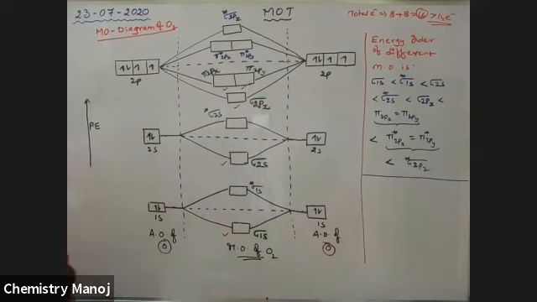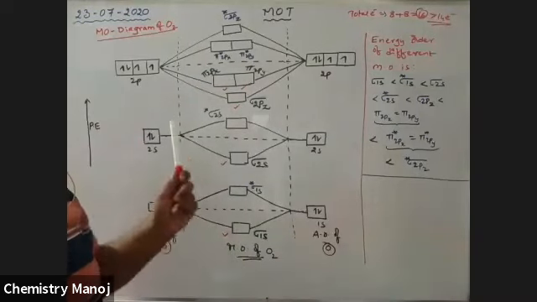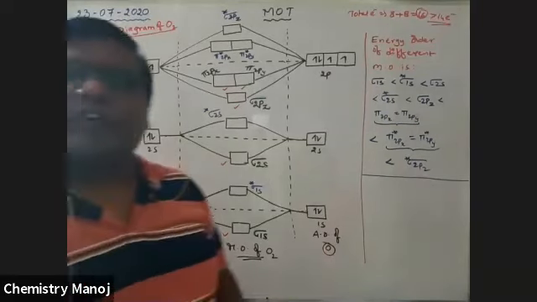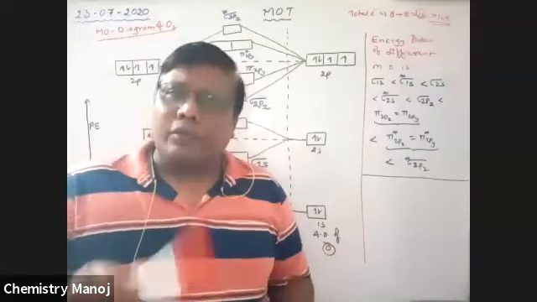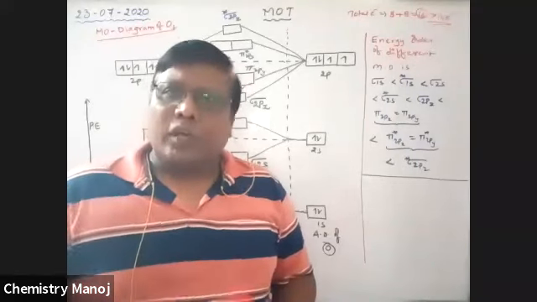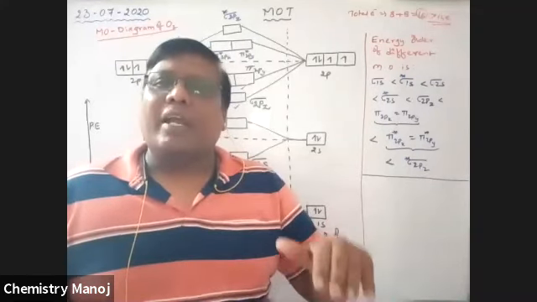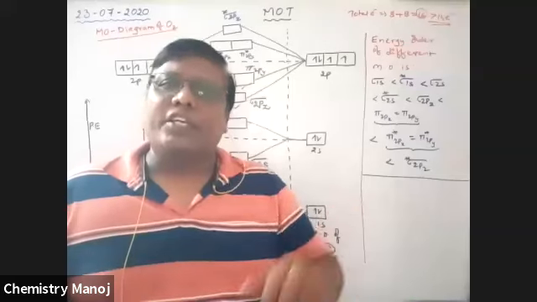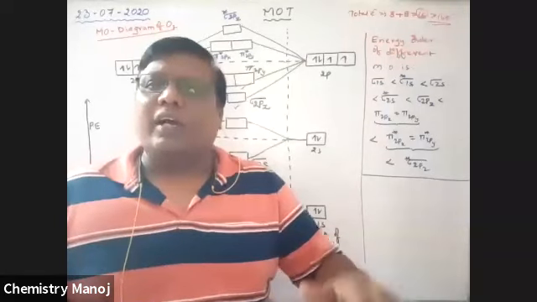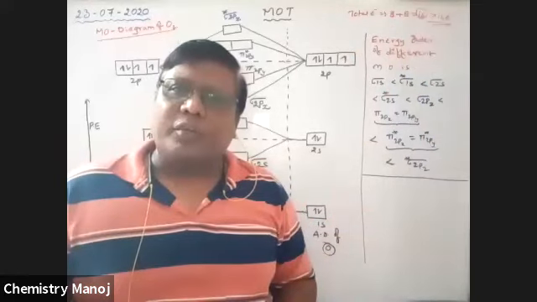Now I am trying to distribute the total electrons in these orbitals. These molecular orbitals also follow our electronic configuration rules, that is Aufbau rule, Hund's rule, and Pauli's exclusion principle. What is the Aufbau rule? Electrons are first filled in available orbitals having low energy. First electrons enter the low energy orbitals, and then in increasing energy order those electrons are filled.